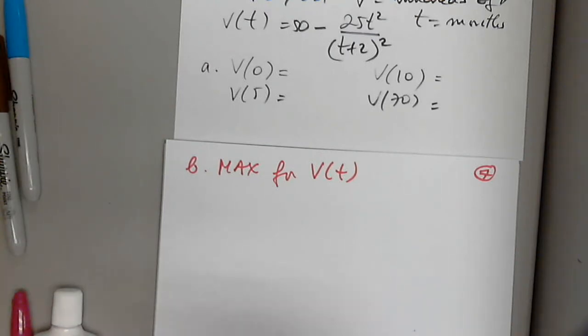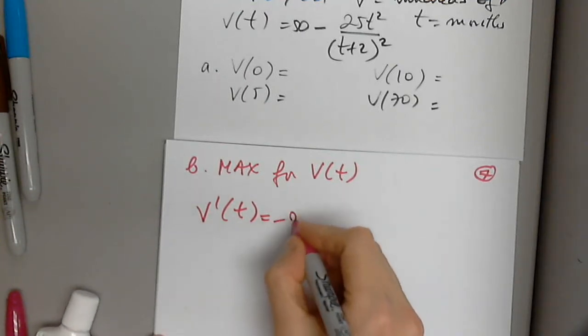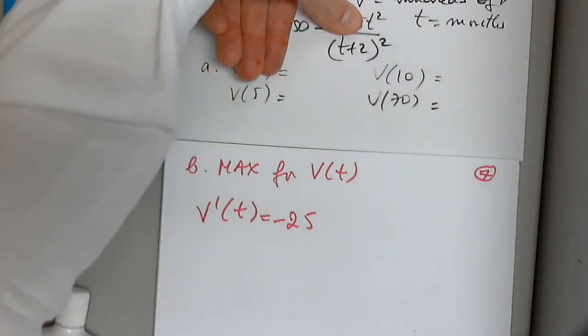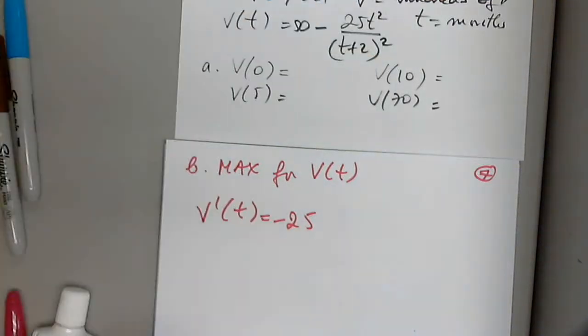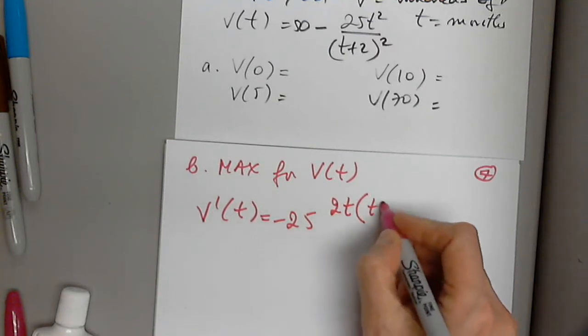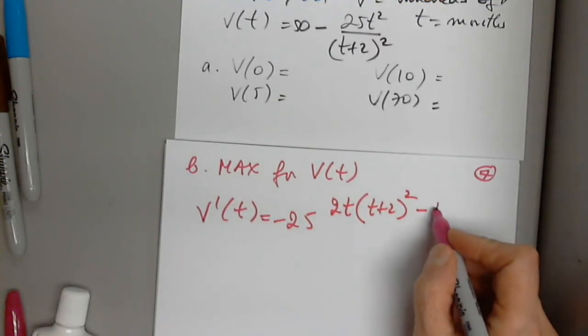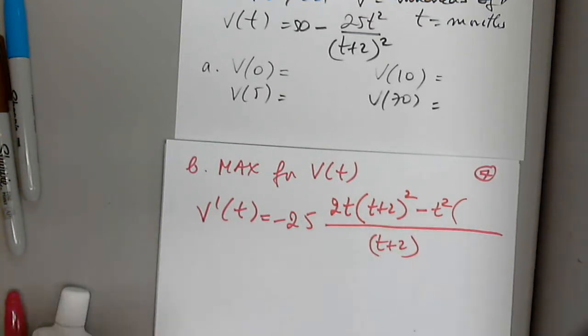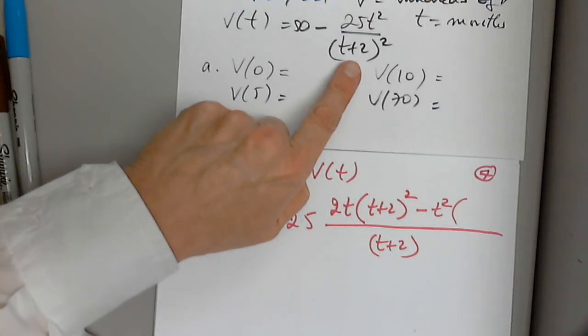Of course. So let's find V prime of T. So when I differentiate 50, that goes away. Do not involve the negative 25 in the calculations because you're just increasing the numbers for no reason. So you can now just look at this. The top function prime, very good, times the denominator minus the top function times the denominator prime, over the denominator squared. So square the denominator for me.